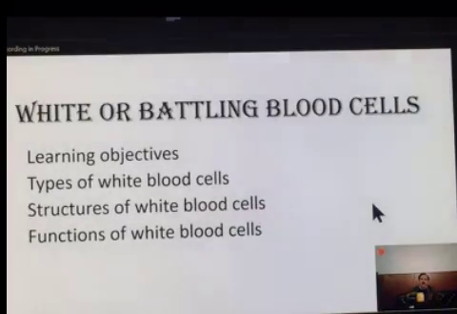Bismillahirrahmanirrahim. Today we will discuss the white blood cell. These cells are also called the battling blood cells. The learning objectives of this lecture are: what are types of the white blood cell, structure of white blood cell, and function of white blood cells.